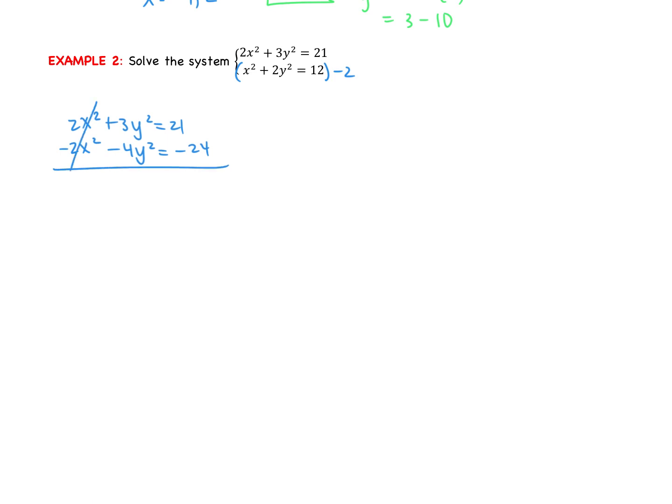Okay, those x squareds drop out. So I get -y squared is equal to -3. What should I do now? Yeah, get rid of the negative. If there's a negative on both sides, get rid of it. So we get y squared equals +3. Take a square root. Here is the key. What do we remember with a square root? Plus or minus.